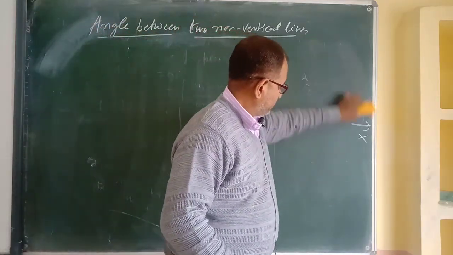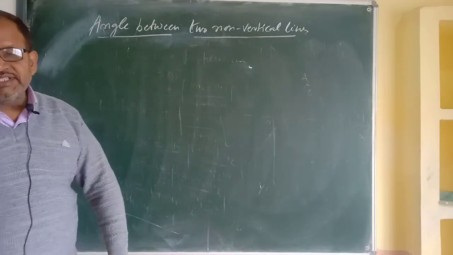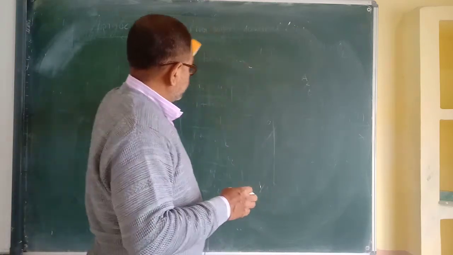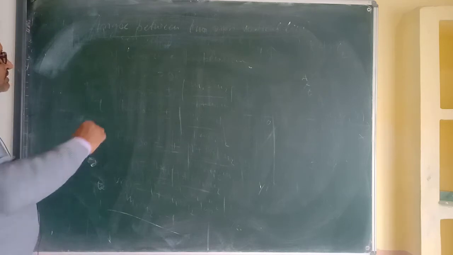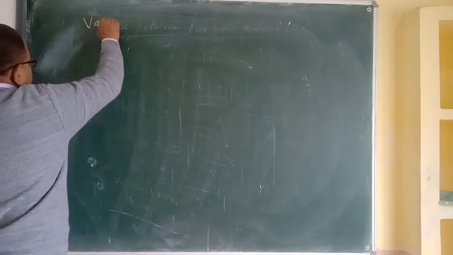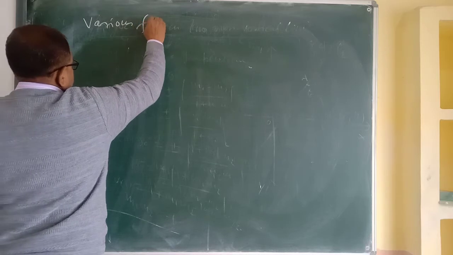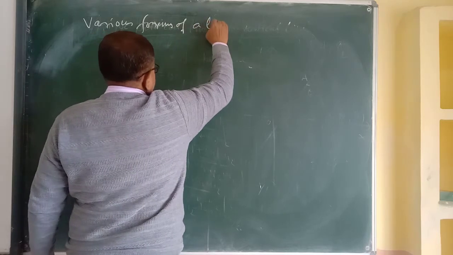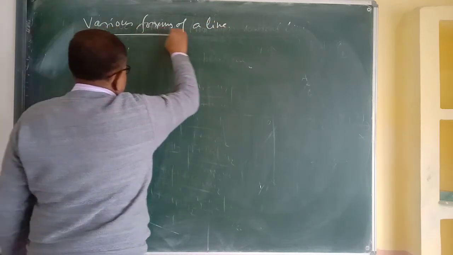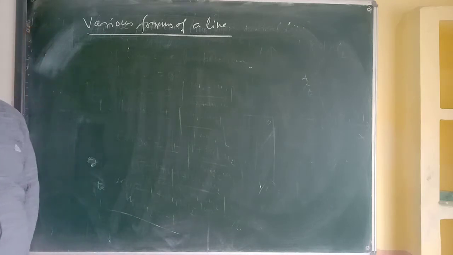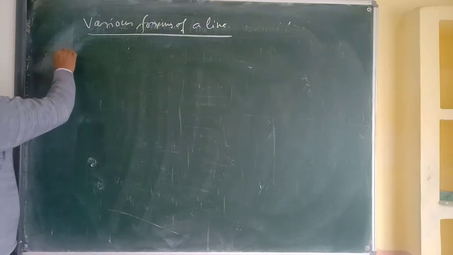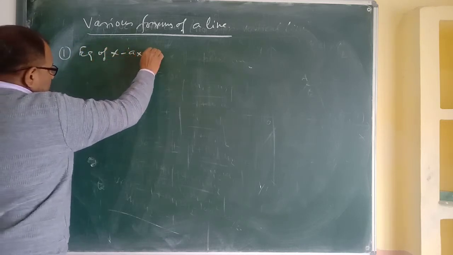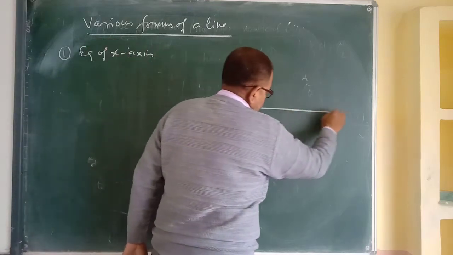Now we will discuss some various forms of a line. Various forms of a line means various forms of the equation of a line. So see the first one, equation of x-axis.